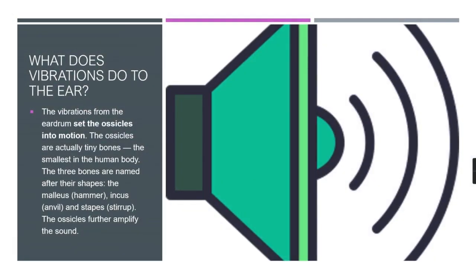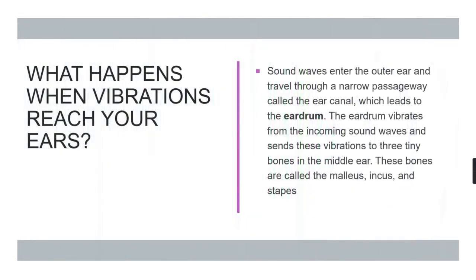So what do vibrations do to the ear? The vibration from the drum sets the ossicles in motion. The ossicles are tiny bones, the smallest in the human body. The three bones are named after their shapes: the malleus, the hammer; the incus, the anvil; and the stapes, the stirrup. That's how vibrations are getting transferred through our ears.